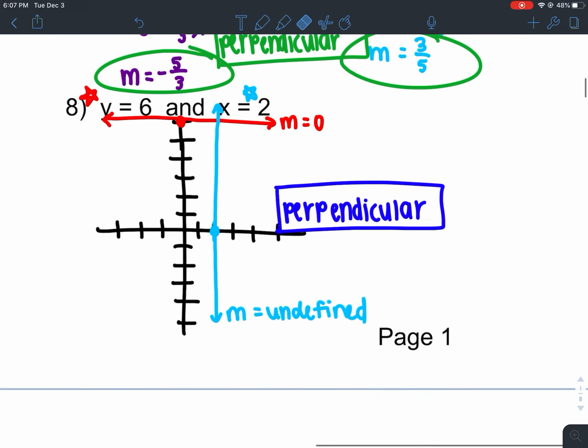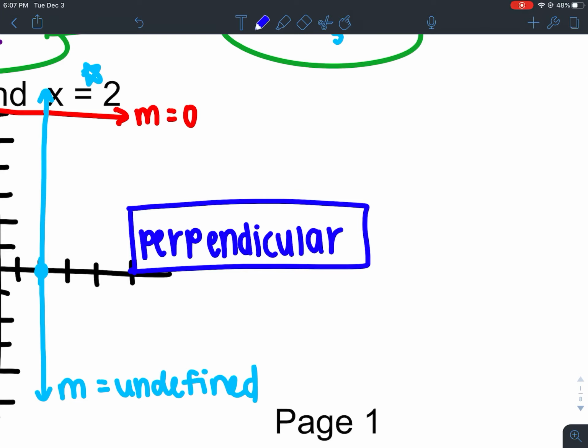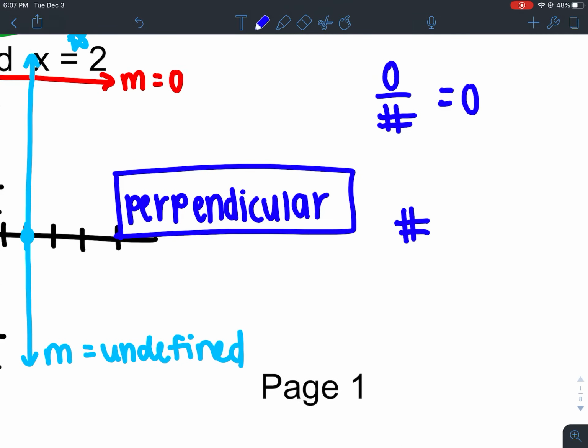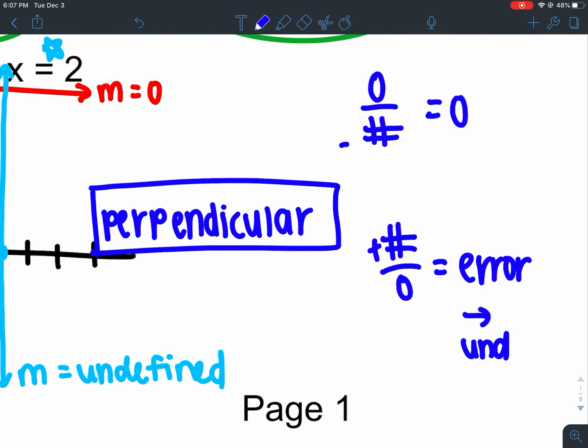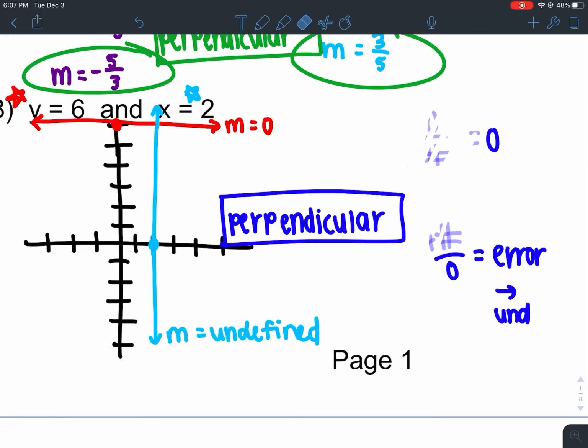All right. And the reason why that is because when I have 0, I can have 0 divided by a number, and that's going to equal 0, right? But if I have a number divided by 0, that gives me an error in the calculator, which means I have an undefined slope. So that's what I have here. 0 and undefined are opposite reciprocals of each other. It doesn't matter if the number is negative or positive or anything like that. So that's why it's perpendicular.